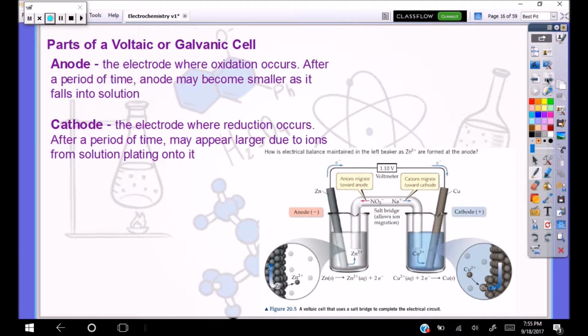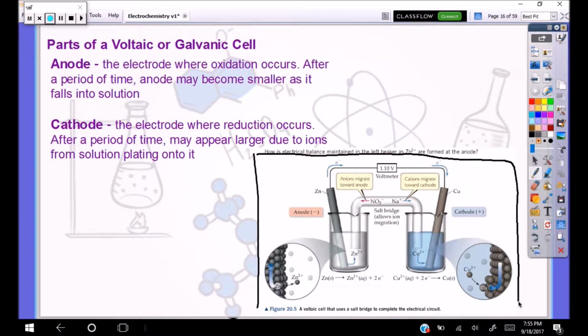Okay, parts of a voltaic/galvanic cell. So this is an example of the setup that you would see for an electrochemical cell. We're going to look at a lot of pictures very similar to this throughout this whole unit. And you even have to be able to draw some of these for the AP test. So we're going to get really good at identifying these parts and the way that they work.